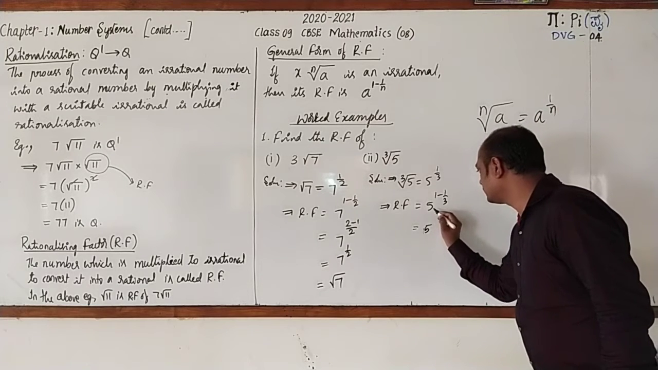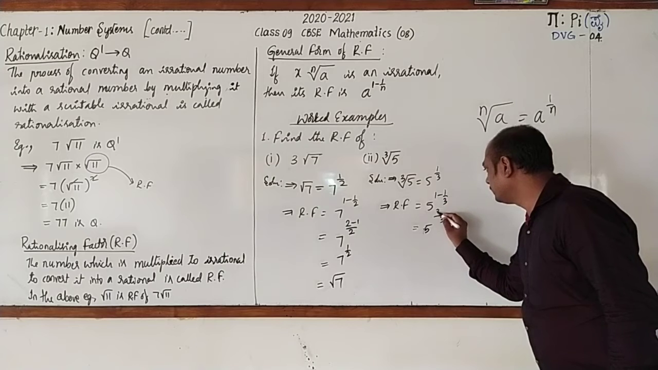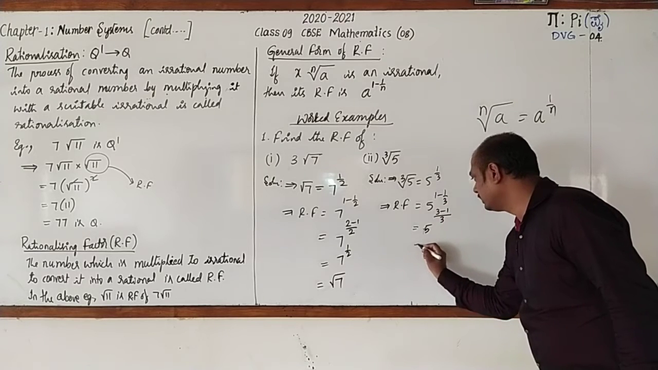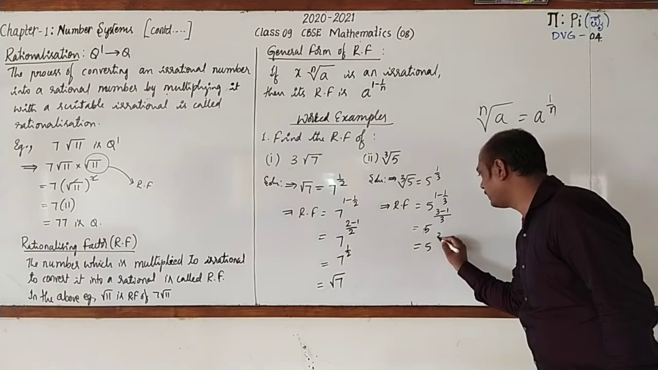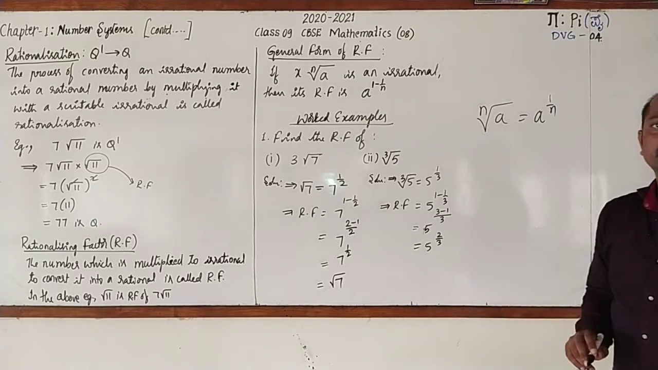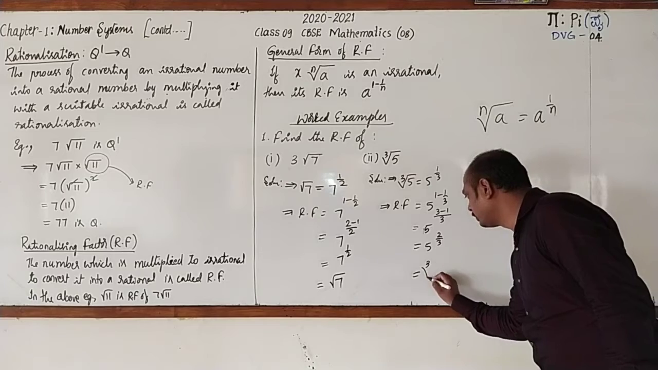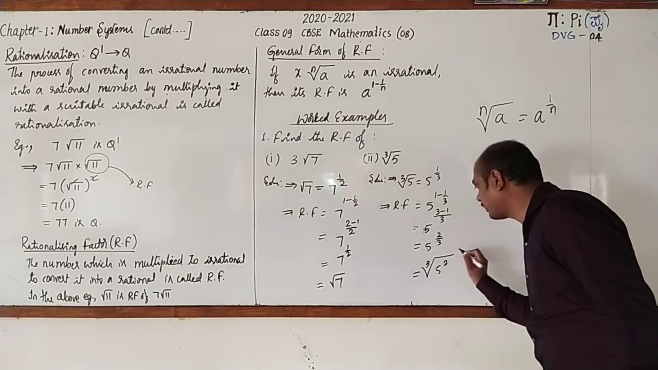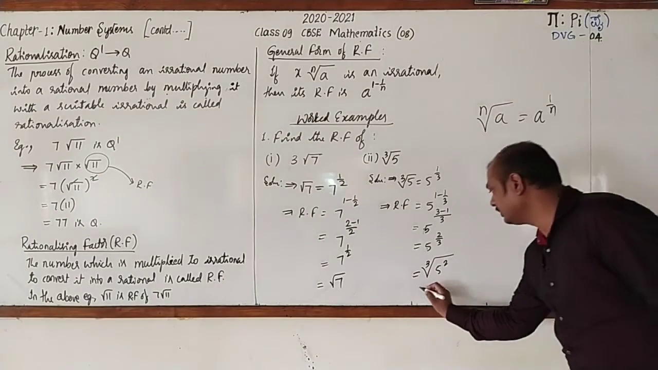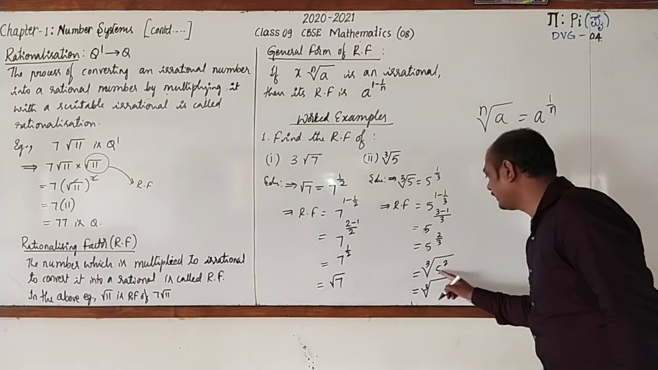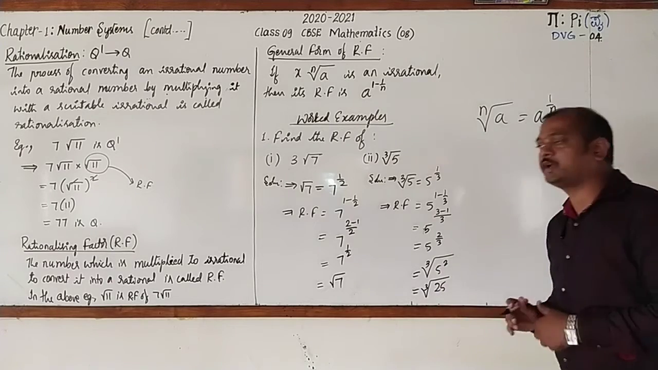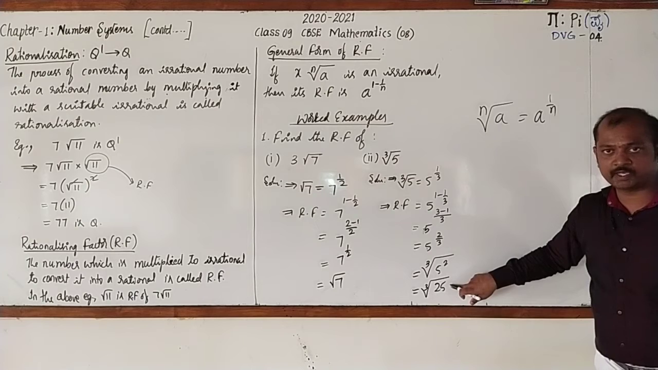Write 5 as it is. Take LCM. 3 multiply 3 minus 1. It is equal to 5 raised to the power 2 by 3. And this can be written as cube root of 5 square. Then cube root of 5 square, 5 square is 25. This is the rationalizing factor.